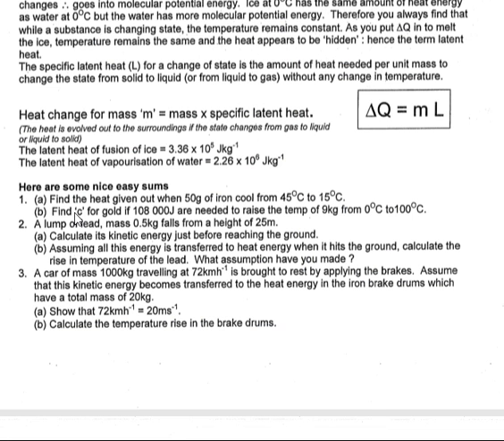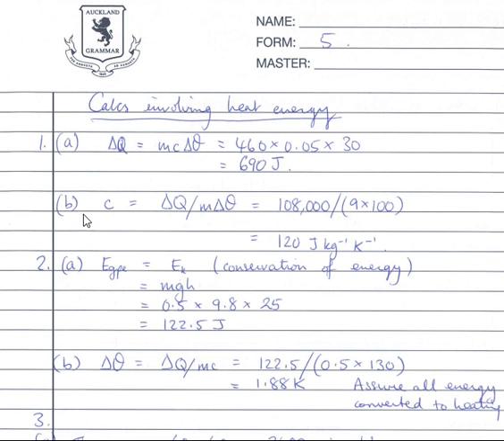1B, find C, that is the specific heat capacity for gold, if 108,000 joules, that is 108 kilojoules, are needed to raise the temperature of 9 kilograms from 0 centigrade to 100 centigrade. So we write C, specific heat capacity, equals delta Q divided by M delta theta, so we've rearranged the equation there.